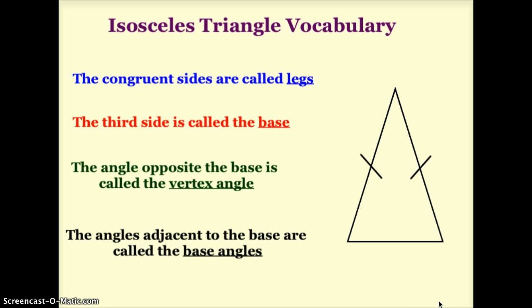The two congruent sides are called the legs. The third side is called the base. The angle that's opposite the base, the angle that forms the base, is called the vertex angle. And the two angles that are adjacent to the base, or opposite from the congruent sides, are called the base angles.